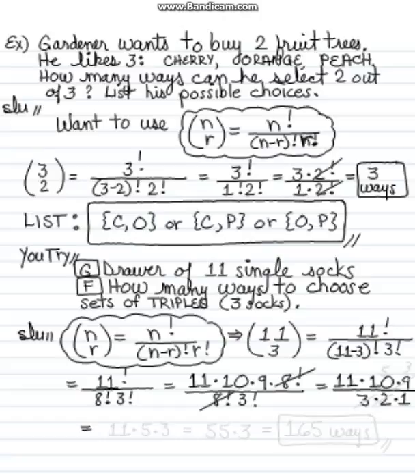Now cancel common factors on the top and bottom, like a regular fraction. And we get 11 times 5 times 3, which is 55 times 3, 165 ways to choose 3 socks from a drawer of 11 different socks.